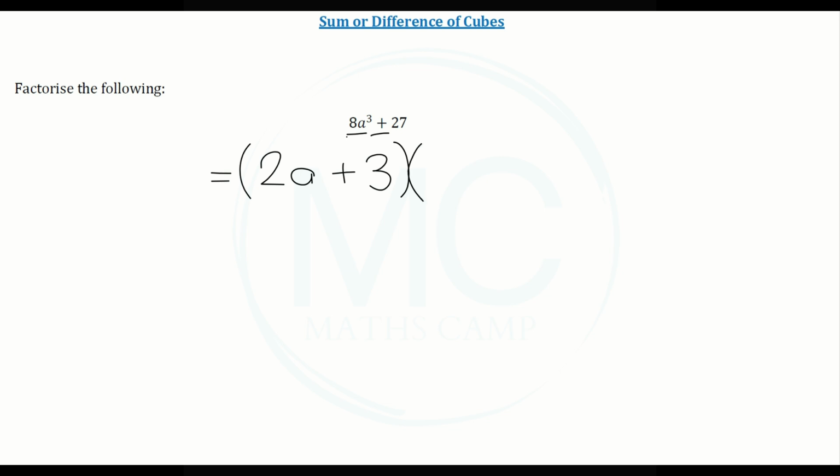Open our new bracket. Now we square 2a. 2 squared is 4, and a squared is a squared. To find our second term, let's multiply 2a and 3, and we get 6a. Change the sign, and we get negative 6a. Finally, to get our third term, we square 3, and we get positive 9. Let's do one more example.